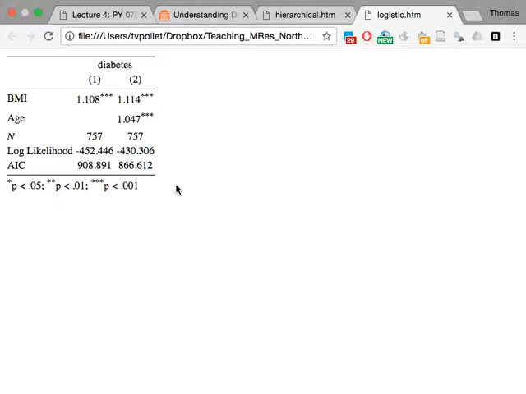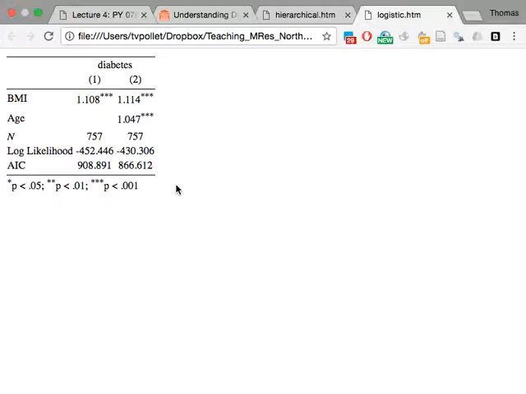So it's printed those odds ratios with the star notation quite nicely. And again, BMI, age, log likelihood of the model, the AIC of the model, and the star notation for significance. So again, quite a nice overview table, which will tell you what the effect is doing and where it's going.